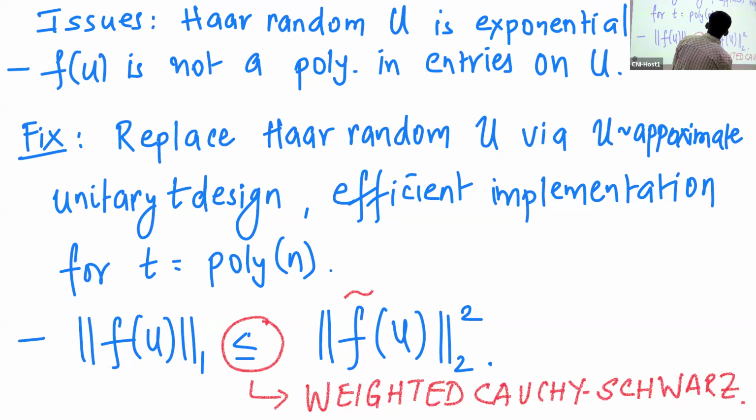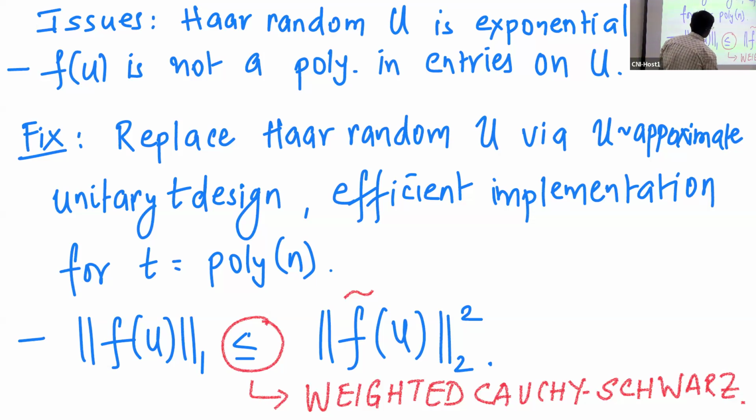And so in order to come up with an efficient implementation of a subset of unitaries that can be used for the same purpose where the decoupling or the Haar random unitaries are used, we want essentially a subset of unitaries which is known as an epsilon approximate unitary T design. Okay. So we'll see formally what this means.